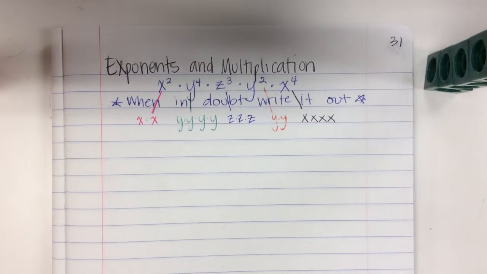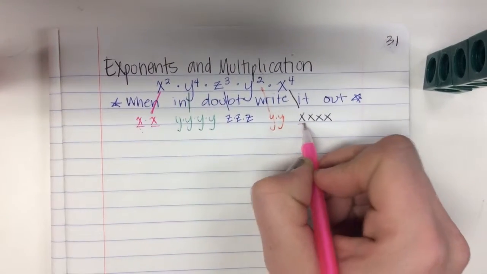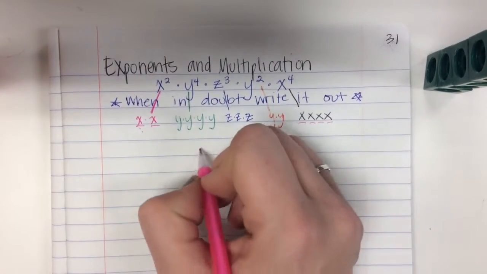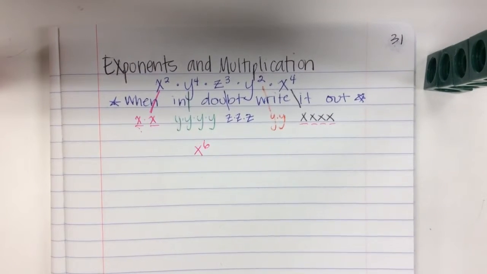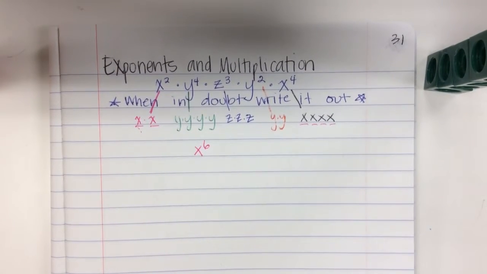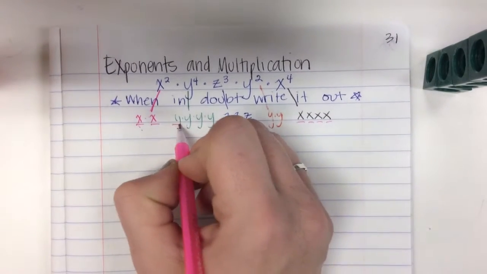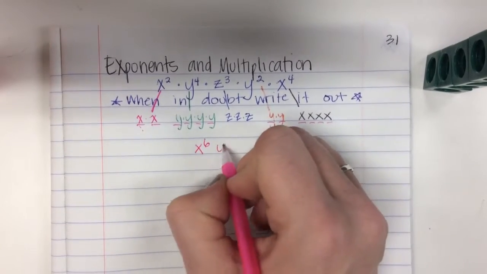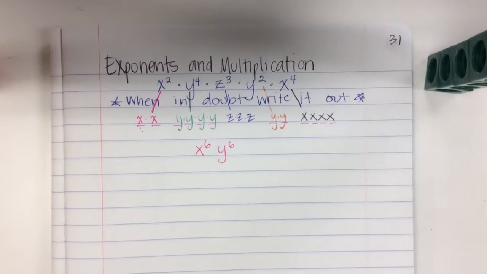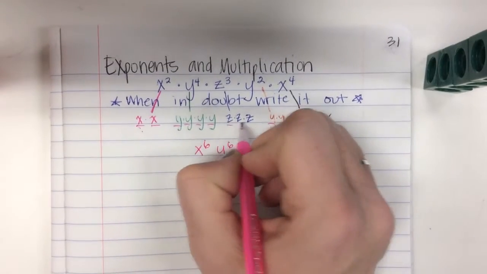can you now tell me how many x's are in this problem total? 6. I've got 1, 2, 3, 4, 5, 6. X to the 6th. Can you tell me how many total y's are in this problem? 1, 2, 3, 4, 5, 6. And can you tell me how many z's are in this problem? 1, 2, 3.